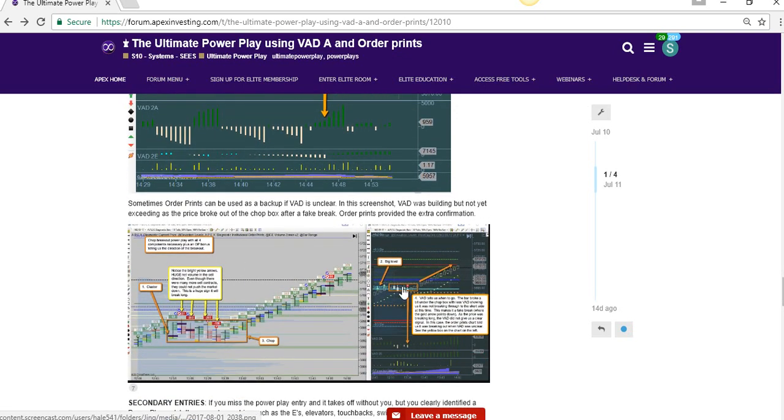Just like we talked about here, don't get fooled into drawing your chop box and looking for a little breakout and taking it. You have to look at what's going on with VAD and with order prints too. But right here, VAD just made it clear. There really wasn't much to think about. VAD made it pretty obvious for you that it's not going that way. I don't want to break out a chop with less VAD, right? Right here it was building, just hadn't quite exceeded, but it wasn't less. But I definitely don't want to take a breakout on less.